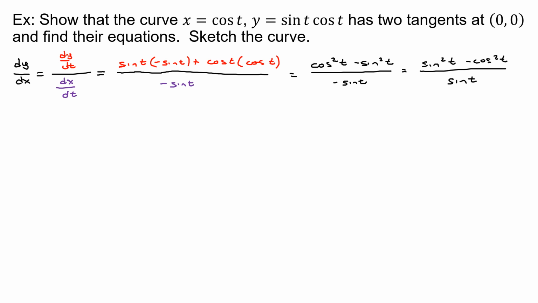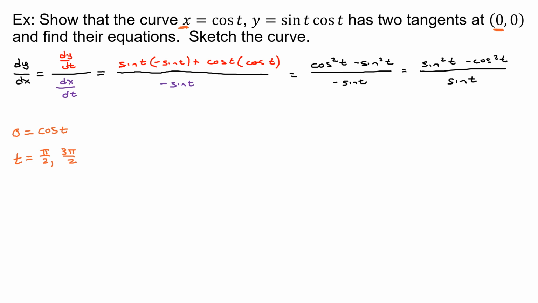But if we have two tangent lines, then I need to find the values that would give me that point. I need the t values for the 0, 0 is what I'm looking for. So what t values give you 0, 0? Well, let's try using the x first. So if I take this 0 and let that be the x value, I would have 0 equals cosine t. So where does 0 equal cosine t at? Well, cosine is 0 in two locations, pi over 2 and 3 pi over 2.